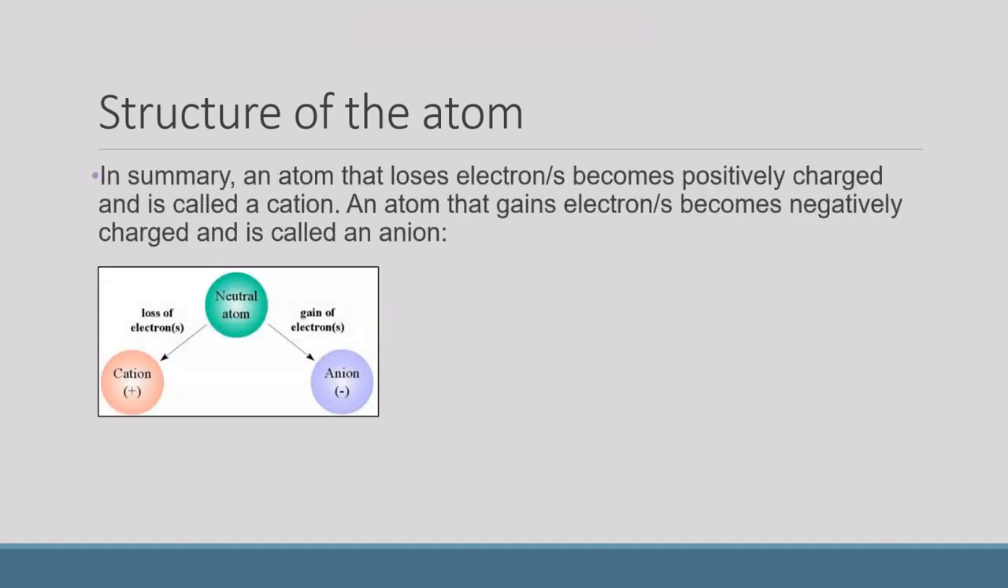So in summary, an atom that loses electrons becomes positively charged. It is an ion because it's a charged atom, but it is a cation because it has a positive charge. And an atom that gains electrons becomes negatively charged. Again, it is an ion because it is a charged atom, but it is called an anion because it is negatively charged.